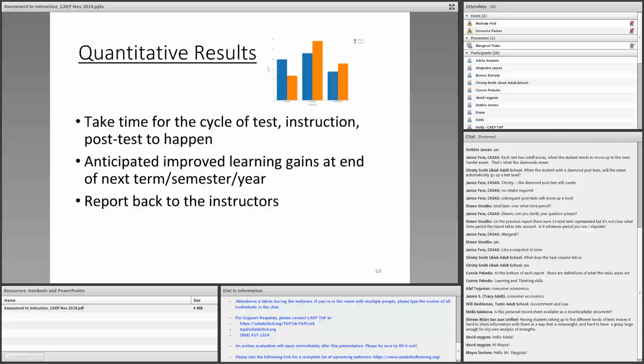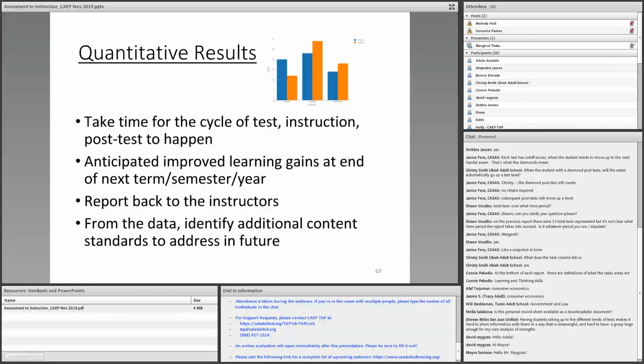Okay. Report back to the instructors how things went. What did you see as an administrator? What did you see teacher to teacher? And from the data, identify additional content standards to address in the future. Maybe you addressed government and law, but now you need to address consumer economics.